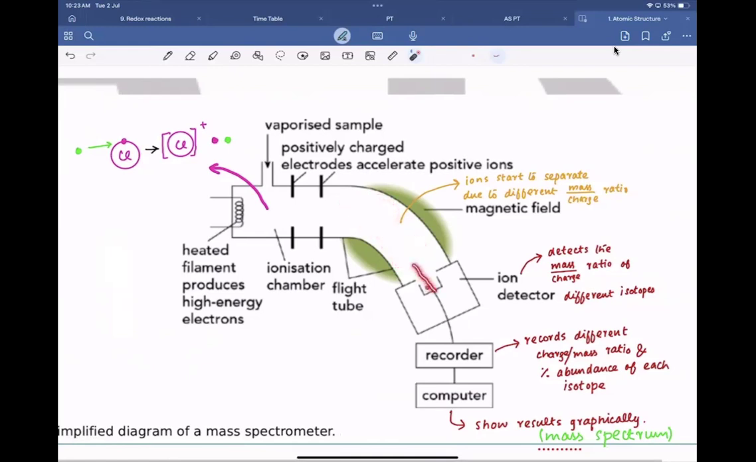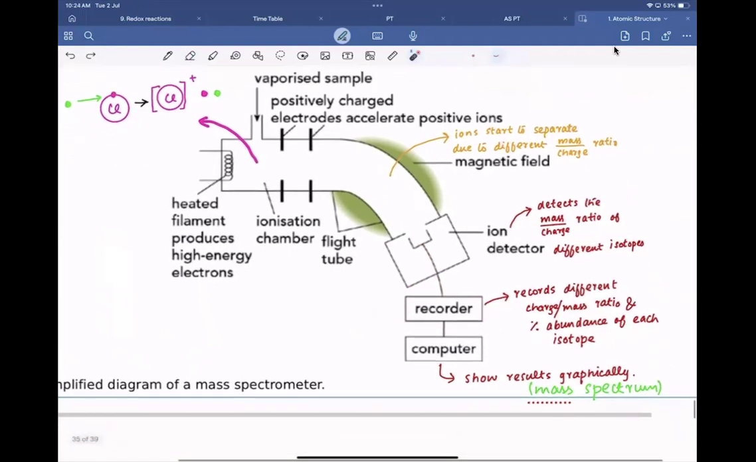After this, they are going to strike this ion detector. This ion detector actually detects the mass to charge ratio, and after detecting it, the mass to charge ratio is going to be recorded over here. Two things are recorded: the mass to charge ratio, and their abundance, that is, how many ions striking the detector have that specific mass to charge ratio. Is this clear? Yes, sir.